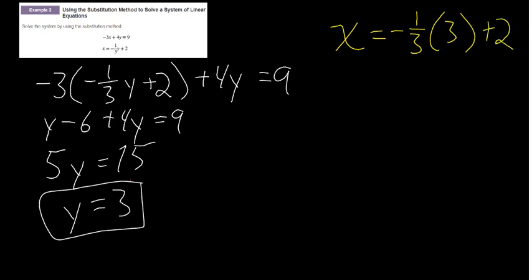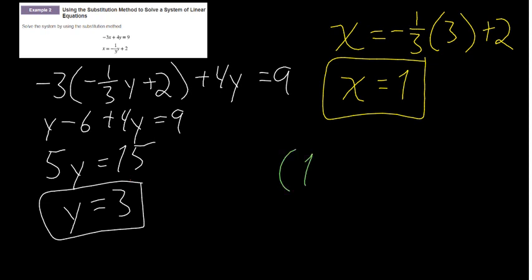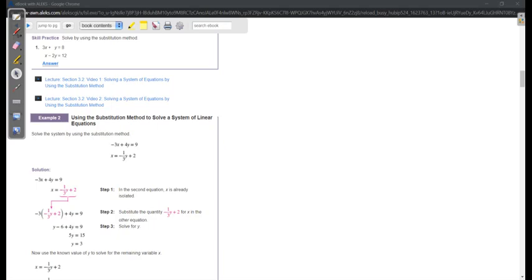Okay, this makes it pretty easy, right? So -1/3 times 3 is just going to be a -1. -1 plus 2 is a 1. So my x point is a 1 and my y point is a 3. Therefore, my solution is (1, 3). Okay, that seems a lot easier, and with the rearranging, that makes that part easier.